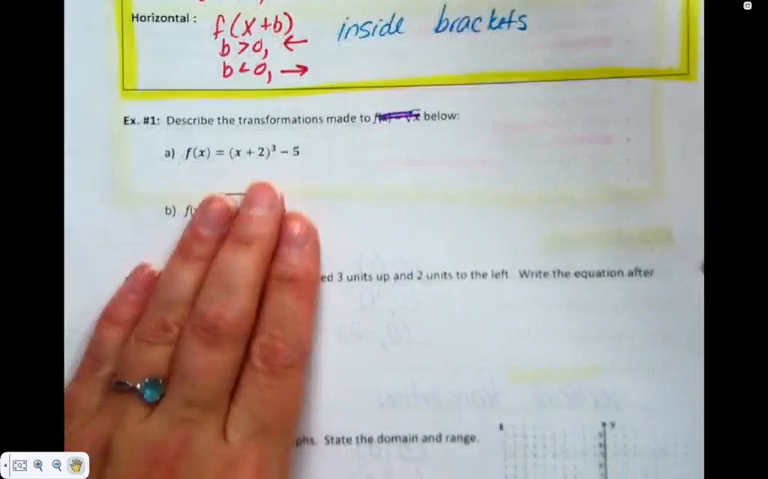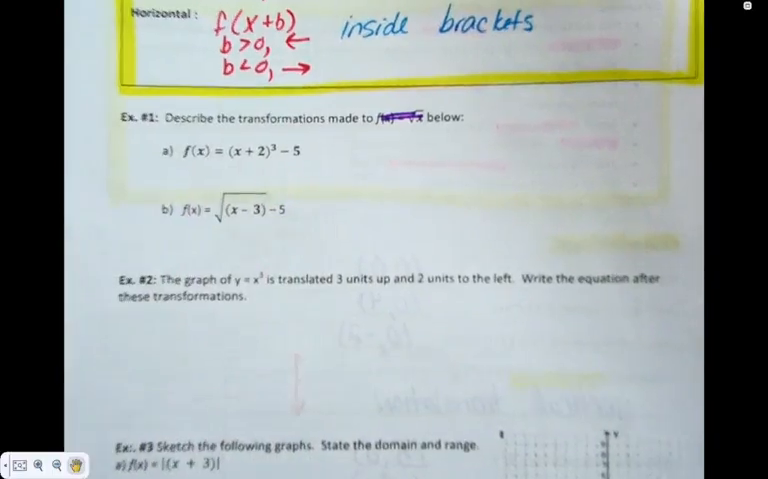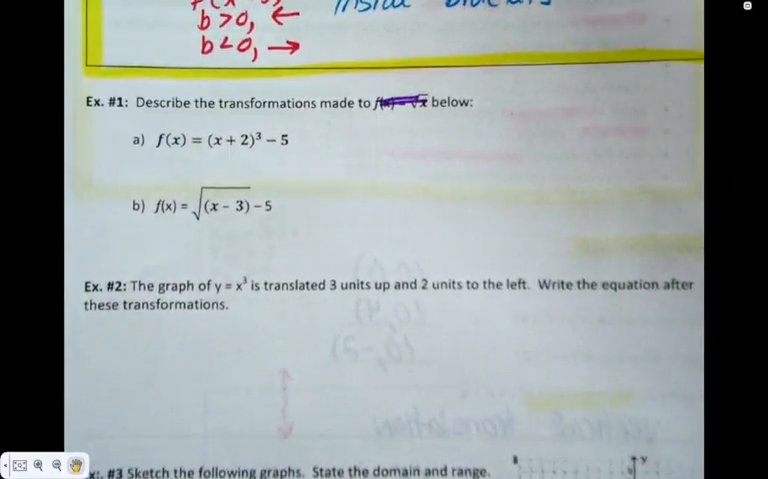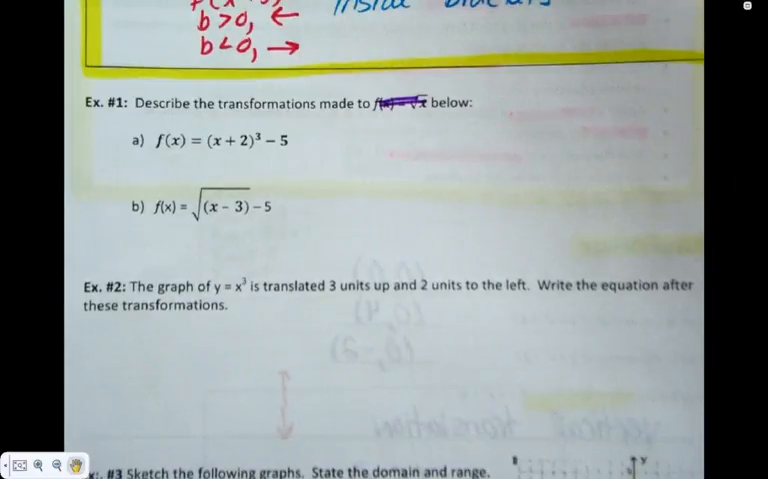So take a look at our very first function, which is letter A. It looks like a parabola. What's the only difference? I have put in an exponent of 3 instead of an exponent of 2. That is called a cubic function. Cubic, C-U-B-I-C, cubic function. I'll show you in a second what they look like, but just because I changed the exponent is really not changing anything. What we want to do is describe these transformations.